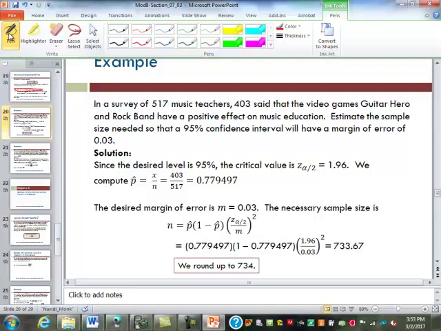So let's do an estimate here. In this example, again, we've got the 517, 403 said that it's a positive effect. At the 95% confidence level, if we want to get the margin of error down below 0.03, what would be the necessary sample size? Well, we use that estimate from the previous sample, 0.779497 times (1 minus 0.779497) times our critical value of 1.96. That's from the 95% confidence. Our desired margin of error, we said we wanted to stay at or below 0.03.